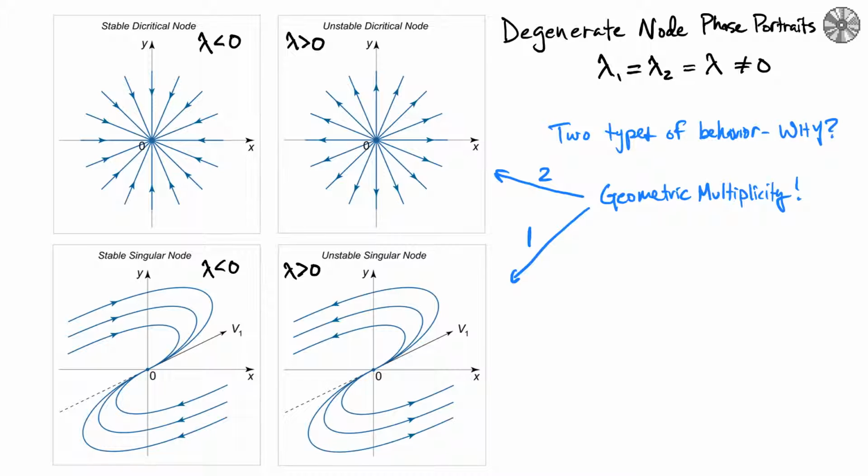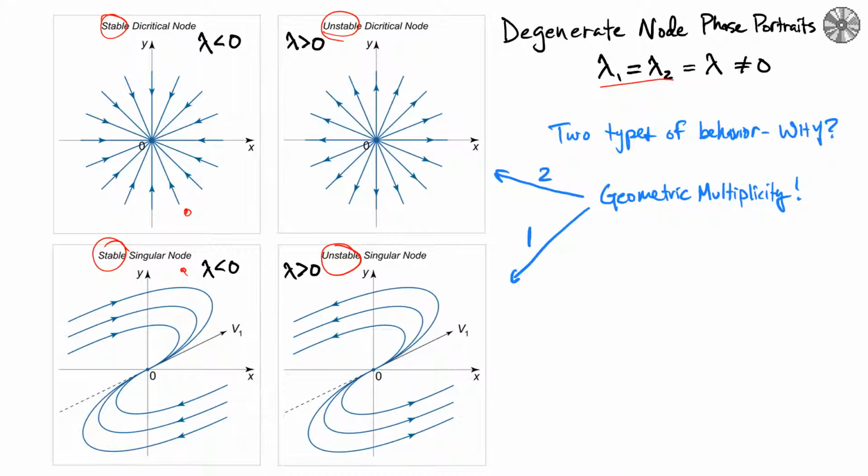A degenerate version of the node phase portraits is when these two eigenvalues are actually the same value. Again, this is where the discriminant is equal to 0. And so here you can get a variety of different types of behaviors. So again, if we have positive eigenvalues, you're going to get unstable type trajectories. If you have negative eigenvalues, you get stable trajectories. But the difference between the upper plots and the lower plots is something more theoretical, and it has to do with the eigenvectors of the matrix A.